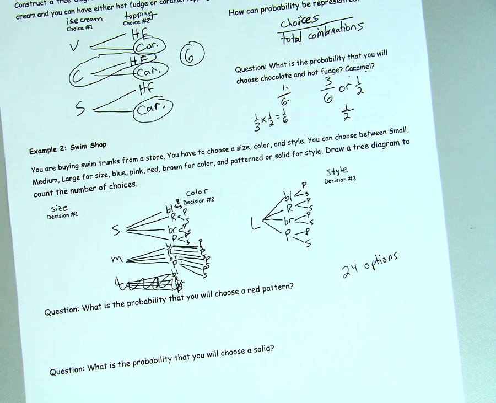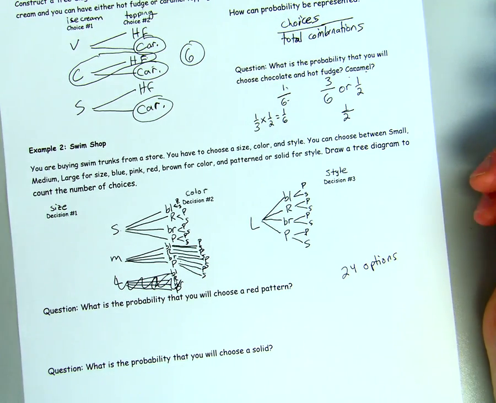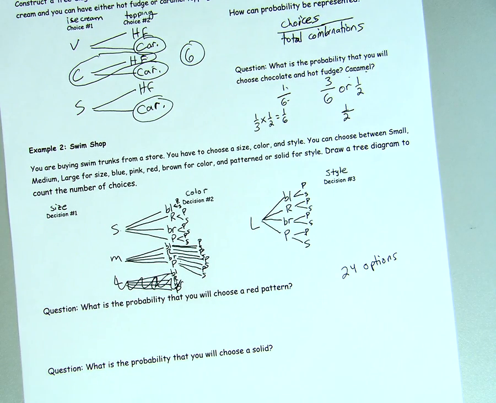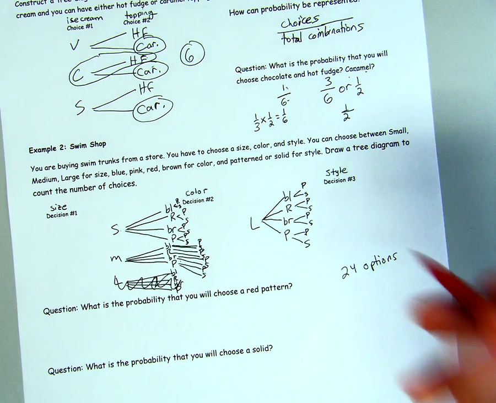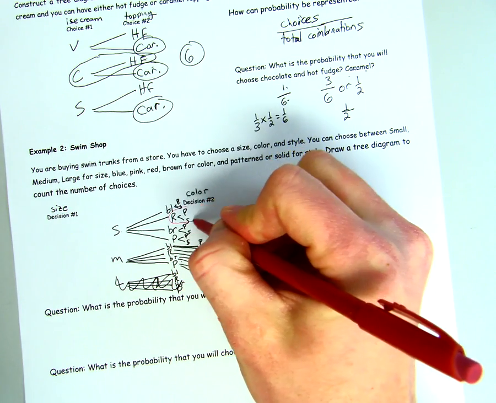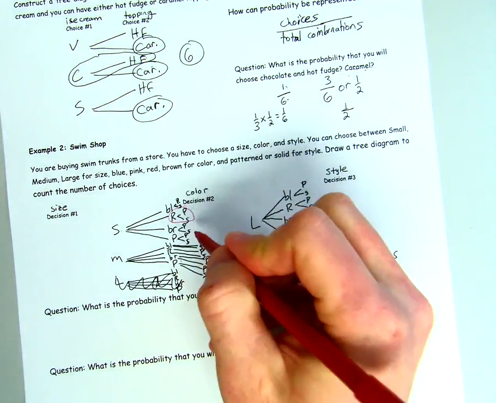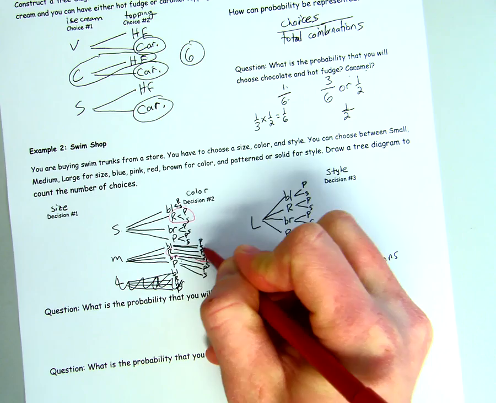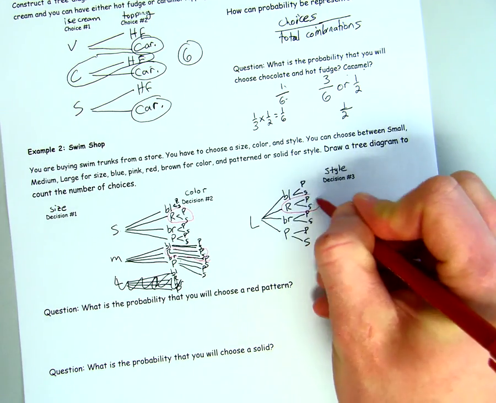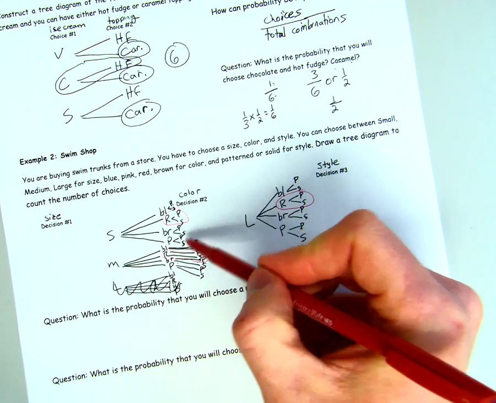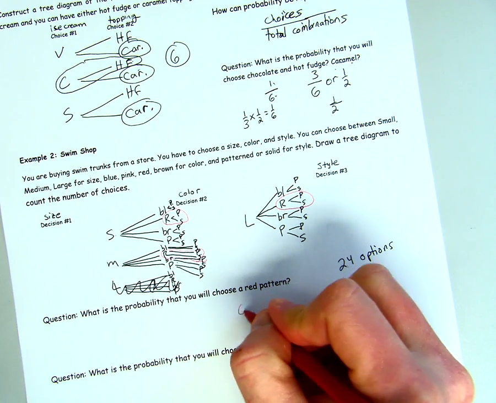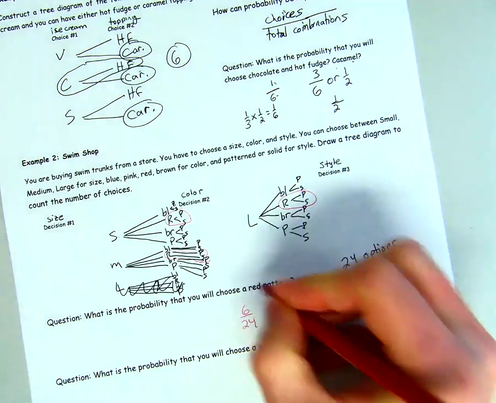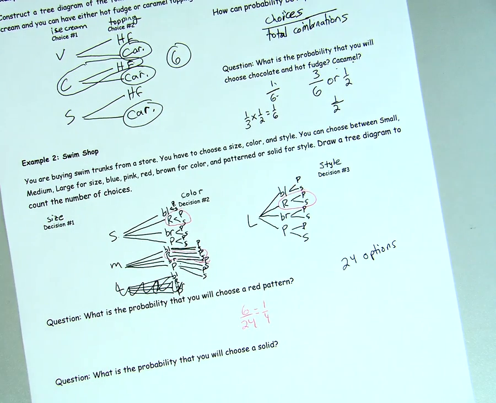Okay. So what is the probability to choose a red pattern? First thing I can go ahead and look at there is, where do all my red patterns come into play? Let me get a red pen here. You can see that I can do a red with a pattern or solid, here and here and here. So I notice that I can do 2 here, 2 here, 2 here. So that gives me a 6 out of 24, or a 1/4 option.